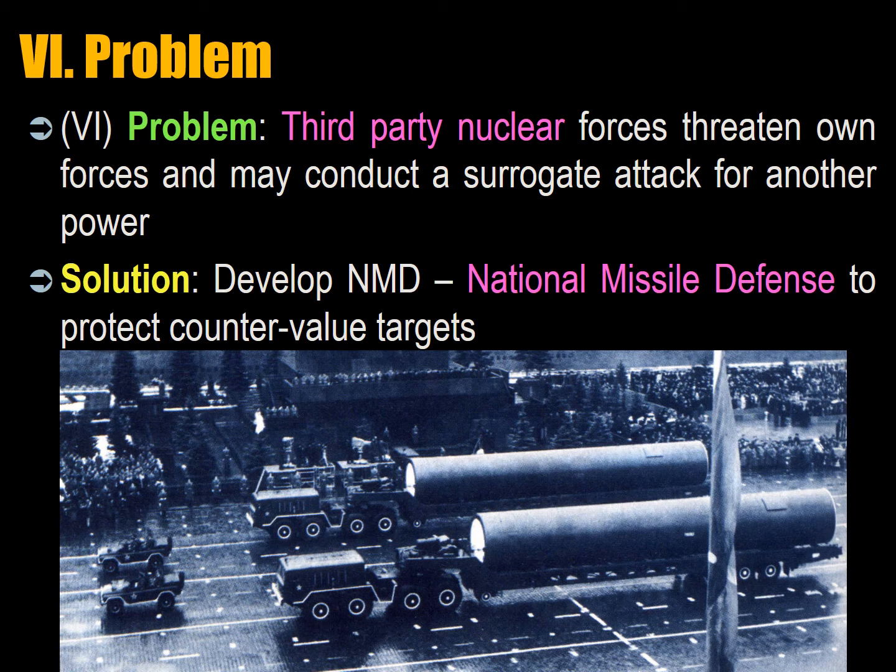Problem 6. Third-party nuclear forces threaten one's own forces and may conduct a surrogate attack for another power. After China's 1964 nuclear weapons detonation, the US feared the far more radical Chinese would be used by the Soviet Union to attack the US. The solution was to develop NMD, National Missile Defense, to protect counter-value targets like cities against unsophisticated third parties. Here you can see a picture of the Soviet SS-11 Sago intercontinental ballistic missile.